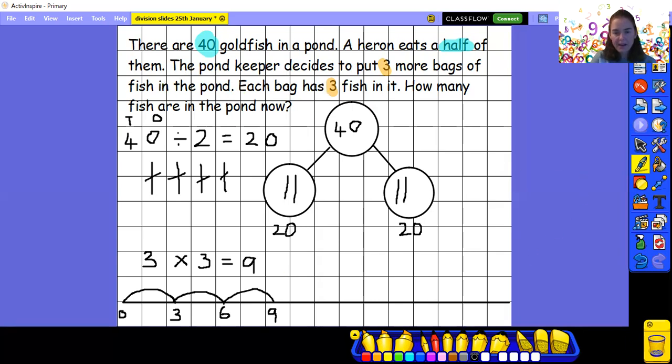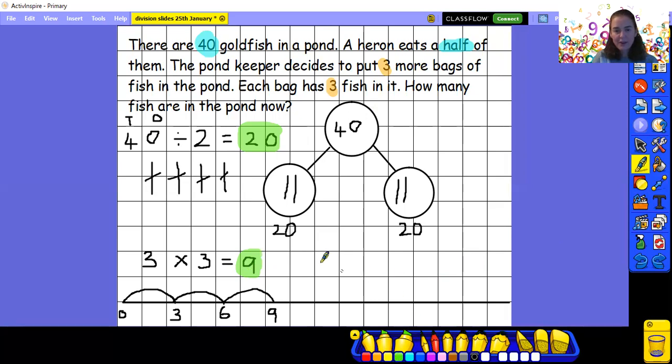So get a different color highlighter. Let's use green. So now we need to add up our 2 amounts. So we know that we had 20 fish in the pond after that heron had eaten half. And now the pond keeper has added 9 more. So what would our number sentence be now? Well done if you said 20 add 9. That's exactly what it would be.